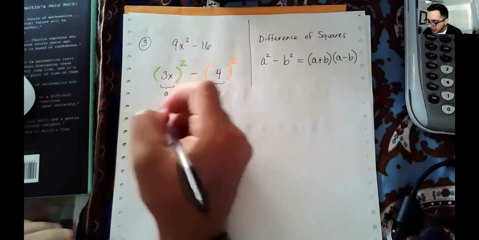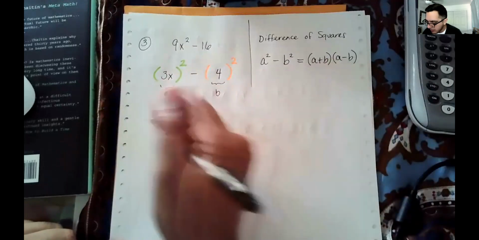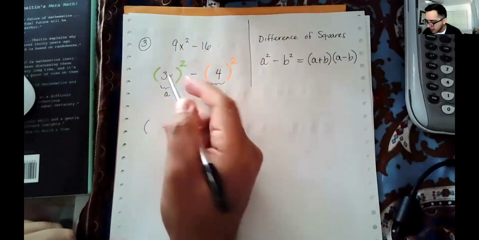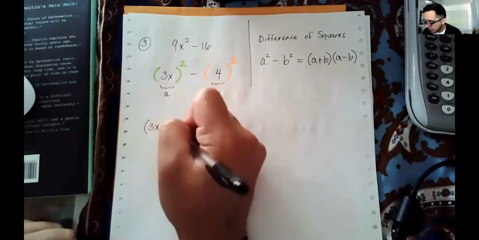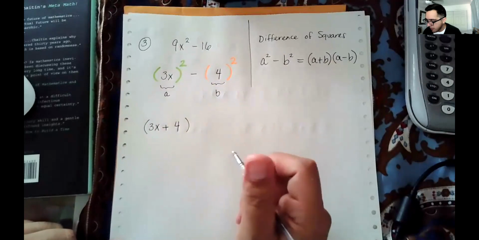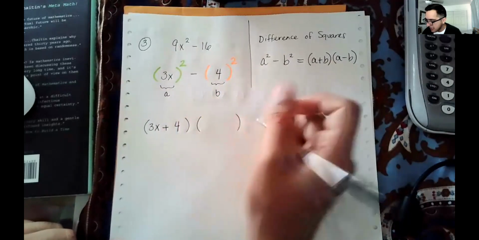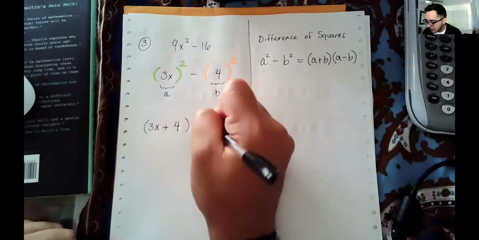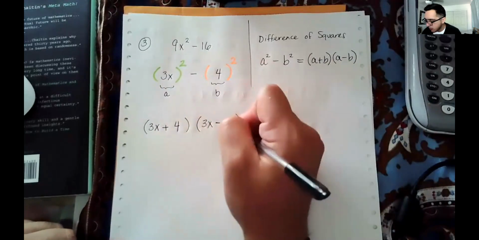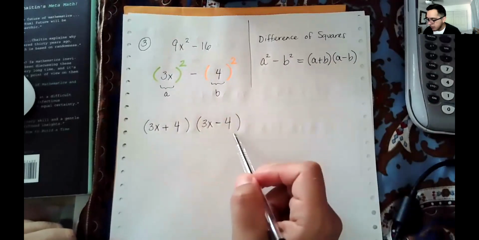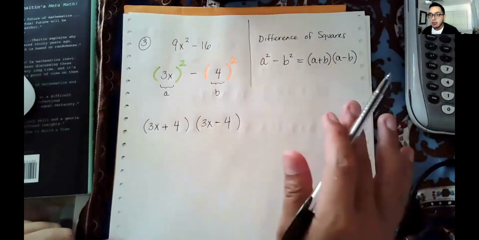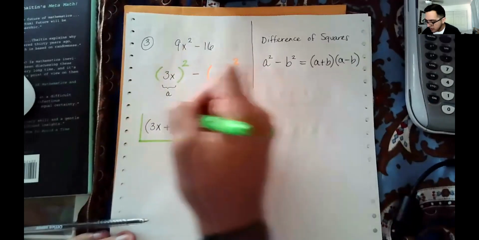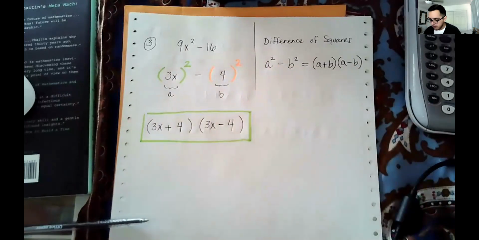Okay, so that means that we're just going to use our formula, which says A plus B in the first set of parentheses. Well, that's 3x plus 4. Okay, and then the second set of parentheses says A minus B, so we're going to put a minus sign here, and A is 3x, and B is 4. So we have used our formula, we've applied it correctly, and that's all we have to do. This is going to be the correct factorization of the original expression.